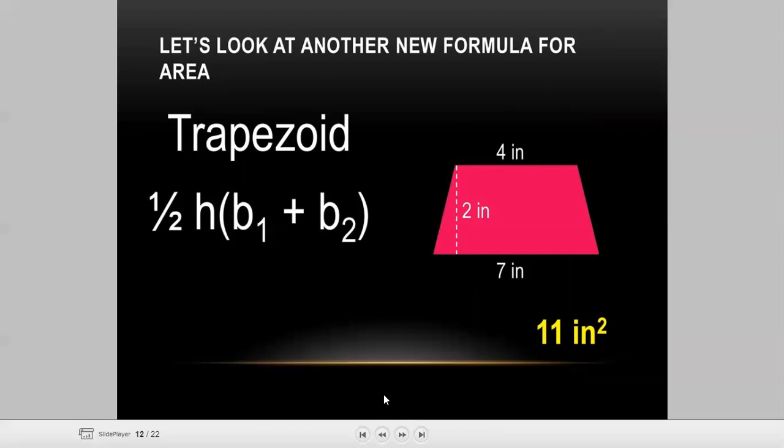If the first base is 7 inches and the second base is 4 inches, and the height is 2 inches, just multiply half times 2, open a parenthesis, and then put inside the parentheses the values of the bases. So I have 7 plus 4 is 11, and 11 times 2 is 22, multiplied by 1 half is 11 inches squared.